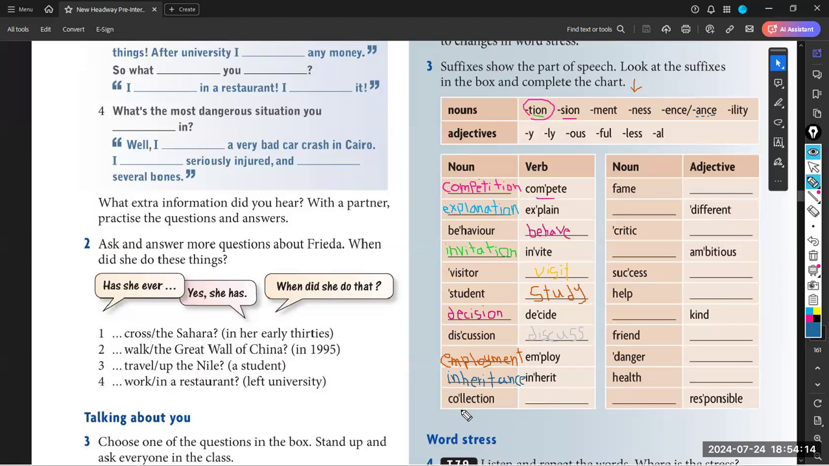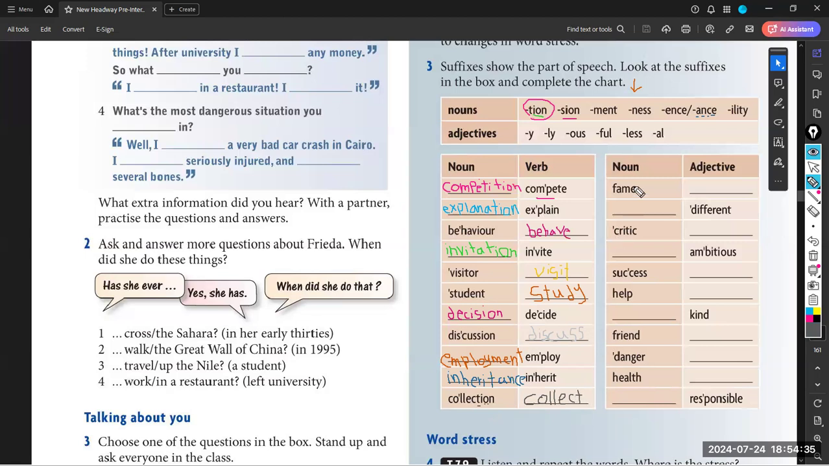Now the noun is collection. Collect. Yes, collect, thank you, Jamila. So to collect something, collect. Absolutely, I added what? T-I-O-N. So collect, collection.